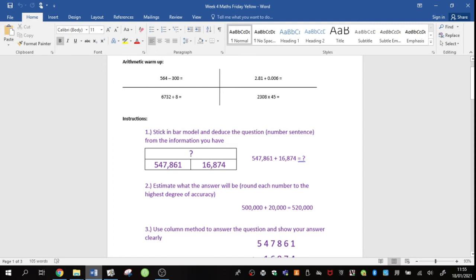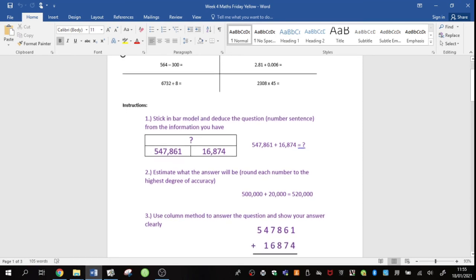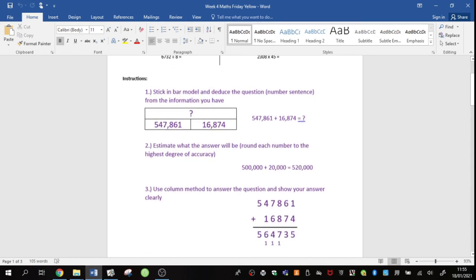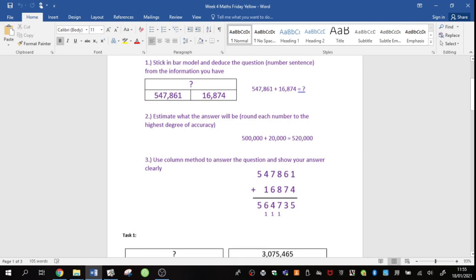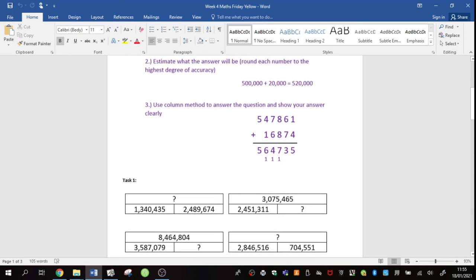Your task today then. Your instructions are here. I know it might not be possible to stick in your bar model, but if you can, then great. But you're going to deduce the question, or pull out the question from the information you have, just like I did in my examples. You're then going to estimate the answer, rounding each to the highest degree of accuracy to make it easy for you. Then you're going to use column method to answer the question.